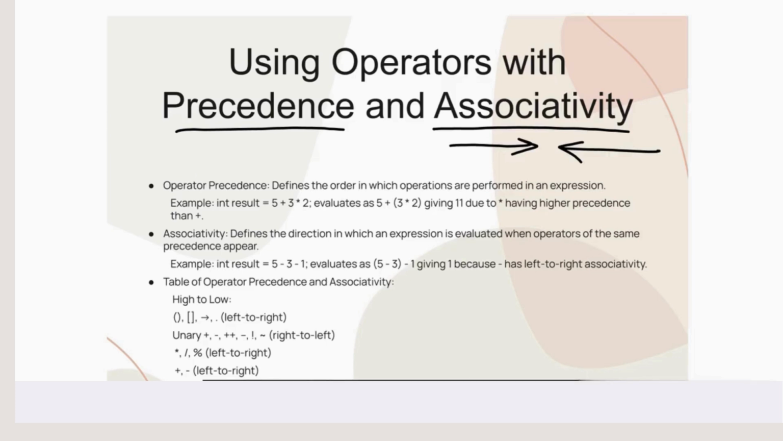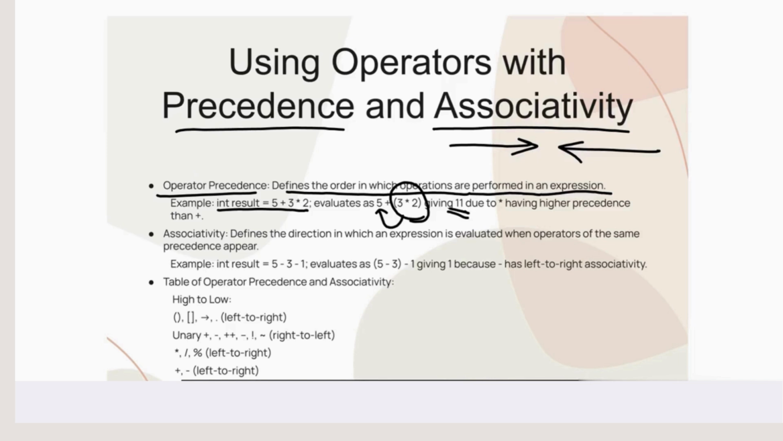So, operator precedence. It defines the order in which operations are performed in an expression. Let us say an example, I have int result equals to 5 plus 3 into 2. Here it will evaluate 3 into 2, which is 6 first, and then this will be added with the number 5 and I'll get the result 11. Because star, which is the multiplication sign, asterisk, has a higher priority as compared to the plus sign or addition symbol.